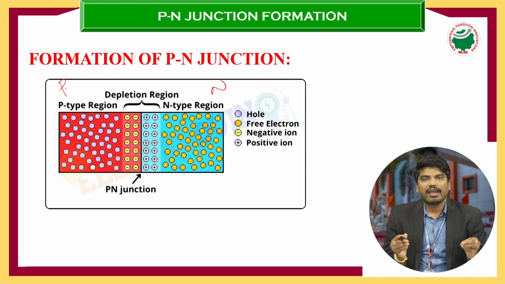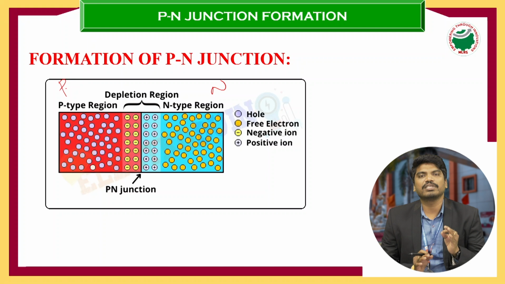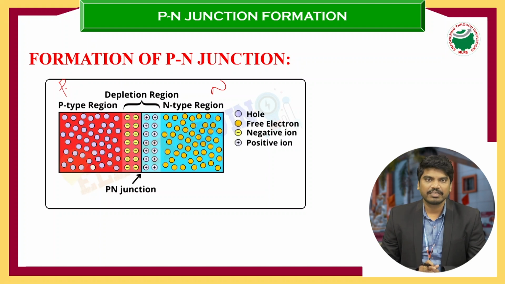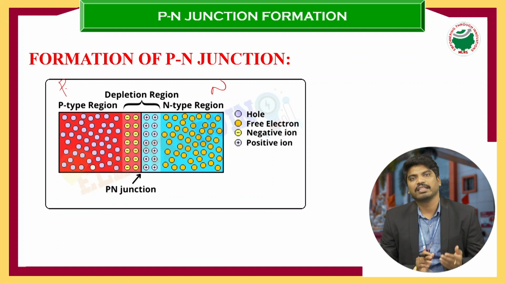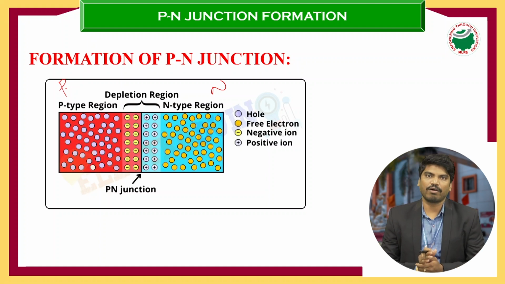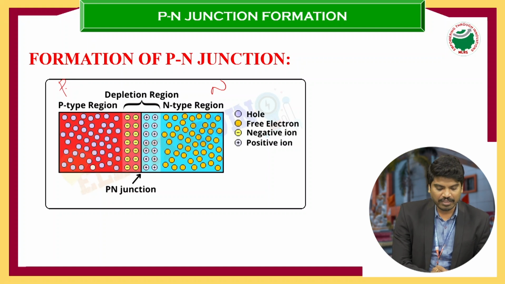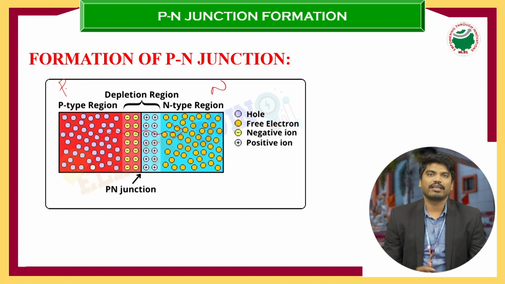Then when we join them together, initially, naturally, the diffusion process takes place, because on the p side, the higher concentration is holes. On the n side, the higher concentration is electrons. On the p side, there is a scarcity of electrons. On the n side, there is a scarcity of holes. Then automatically the natural process takes place, that is diffusion. Then whatever holes are there in the p region try to diffuse towards the n side, and whatever electrons are in the n side try to diffuse towards the p side.